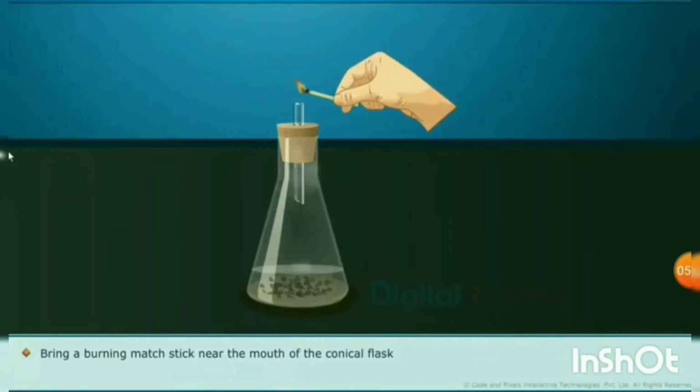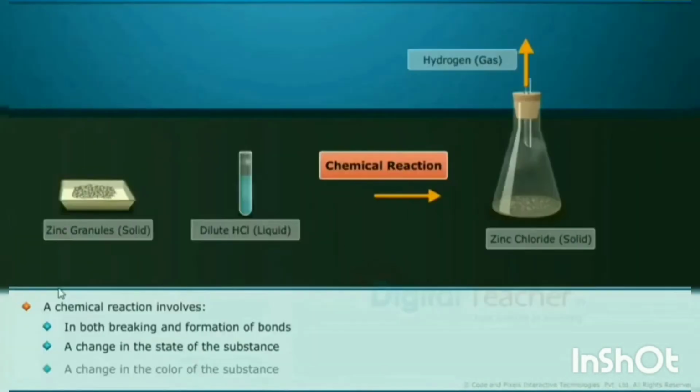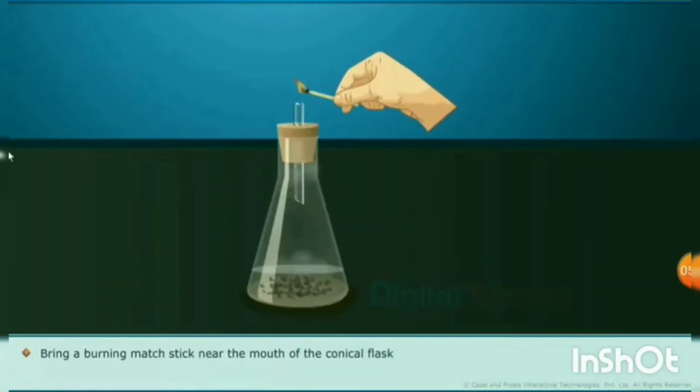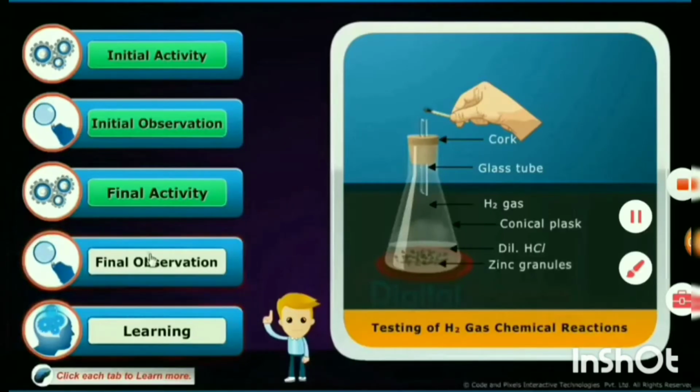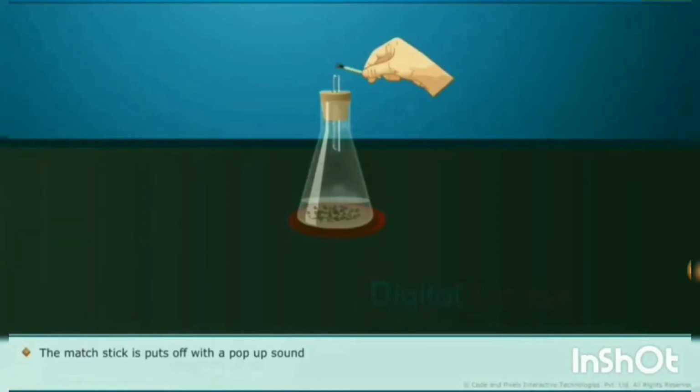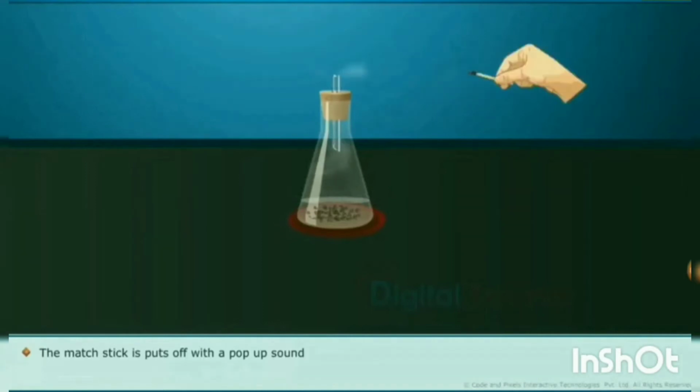There are certain reactions that proceed by formation of gas, or you can say evolution of gas. One such example is given to us. If we react zinc granules with dilute hydrochloric acid, a chemical reaction takes place and there is a formation of zinc chloride and evolution of hydrogen gas from the conical flask.